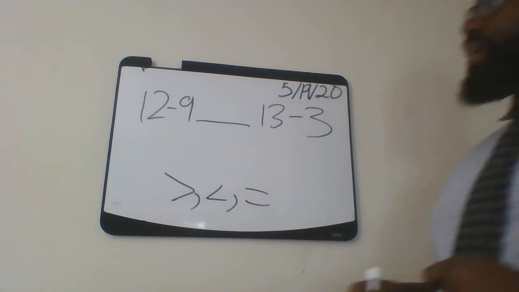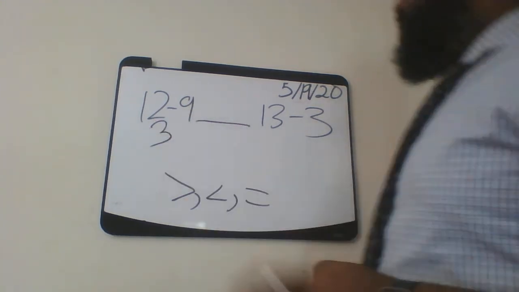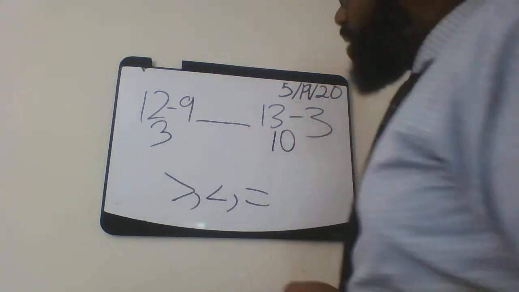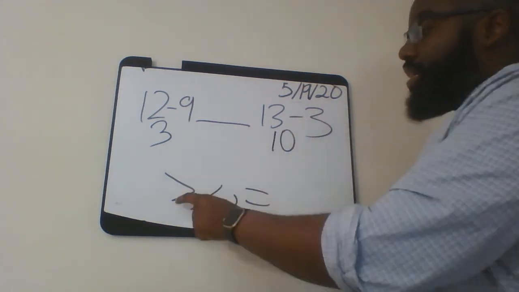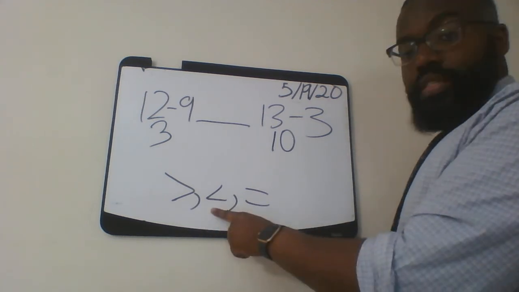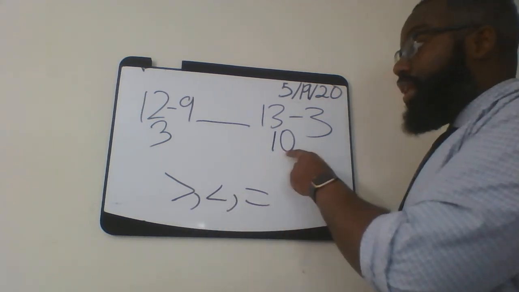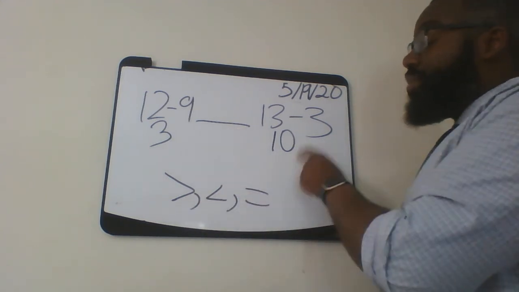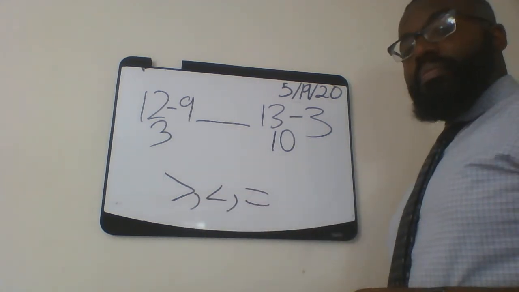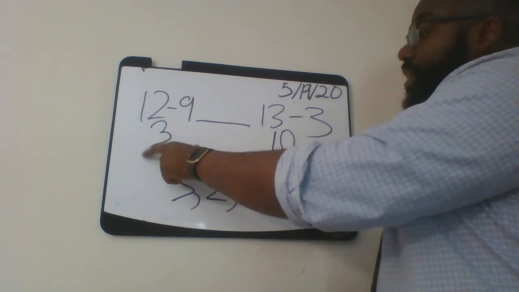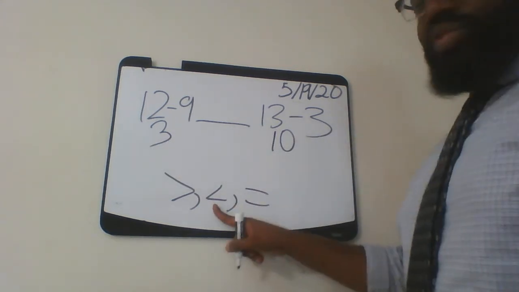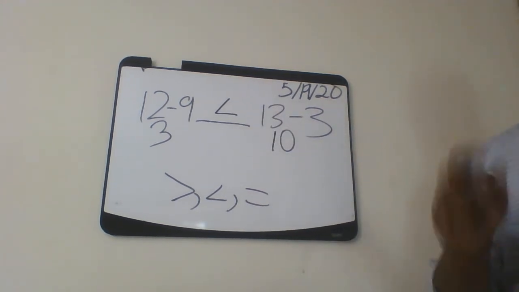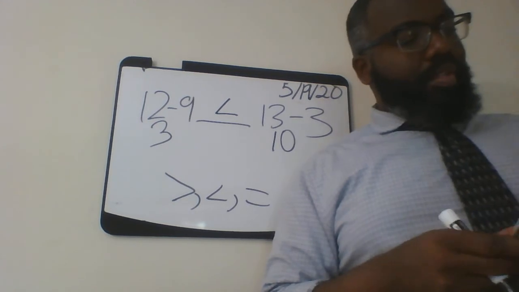So 12 minus 9 is 3, and 13 minus 3 is 10. So 3 is greater than, less than, or equal to 10. This number here is greater than, less than, or equal to this number right here. What do you think? 3 is definitely less than 10. So you choose the less than sign and you put it right there in that blank. So that's how you solve that problem. Let's look at number 4.